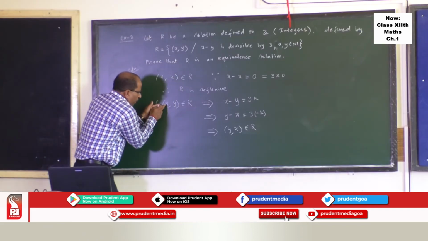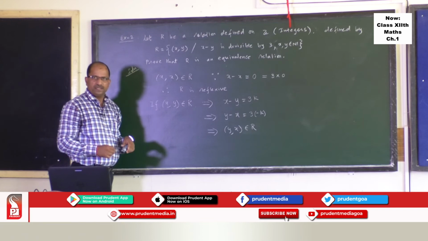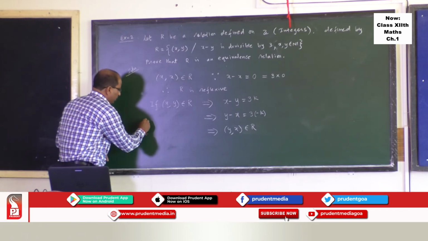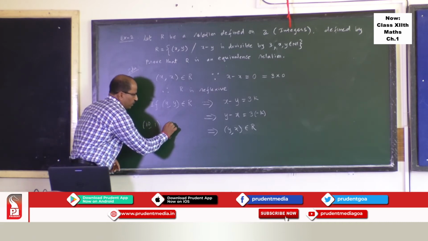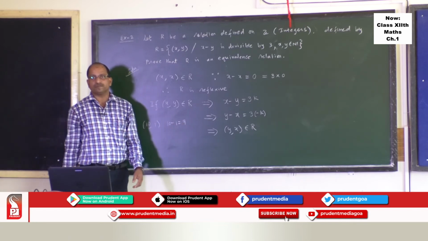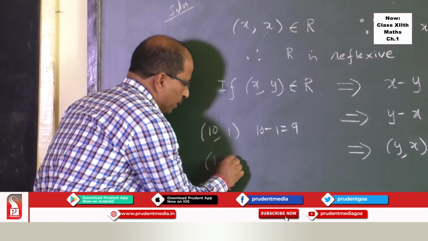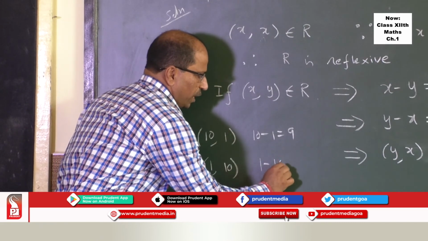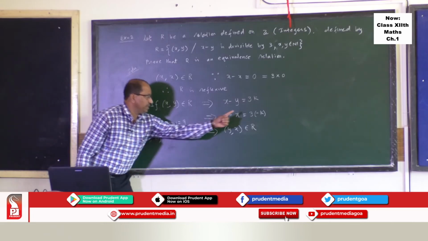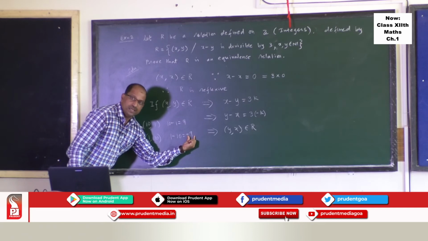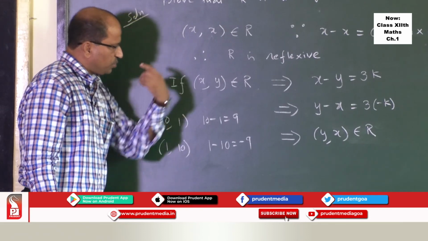And therefore, this is true for any x comma y such that x minus y is divisible by 3. Supposing I take 10 comma 1, for example. 10 minus 1 is 9, divisible by 3. And supposing I take 1 comma 10, that will give you 1 minus 10, which is minus 9, still divisible by 3. And therefore, whenever 10 comma 1 belongs to the relation, 1 comma 10 also belongs to the relation.